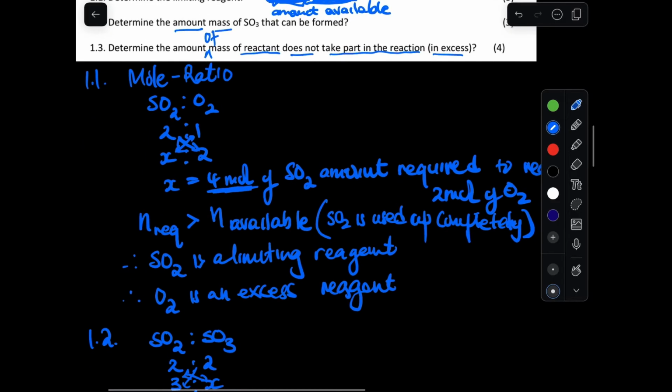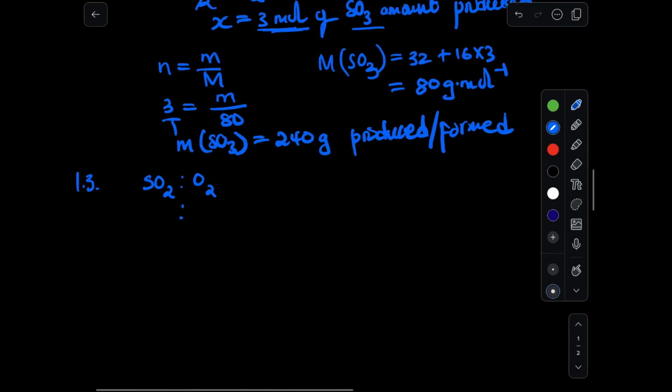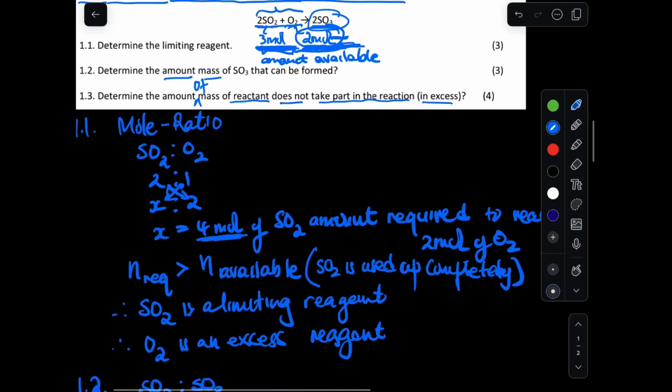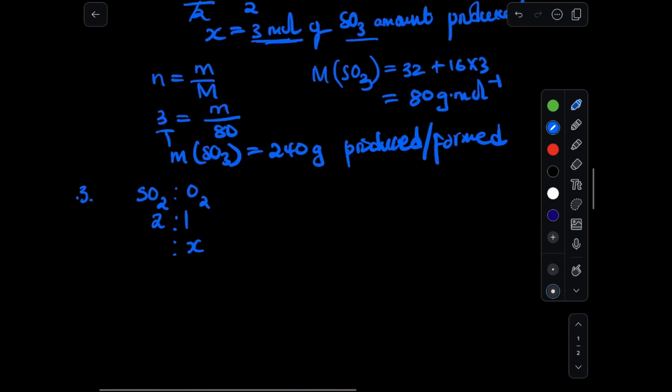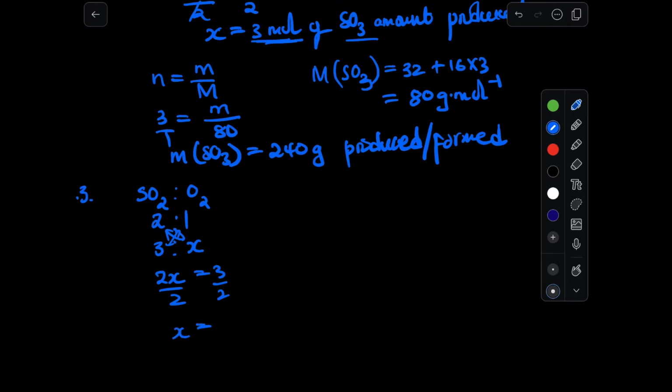So the ratio between the sulfur dioxide and oxygen was 2:1, and then we'll put an X there because we want the oxygen. And what was the amount available for the sulfur dioxide? It was 3. So we want to find now the amount of oxygen reacted. So we cross multiply. So it's going to be 2x equals 3 times 1, which is 3. And then we divide by 2 both sides. So x is equal to 1.5 mole.